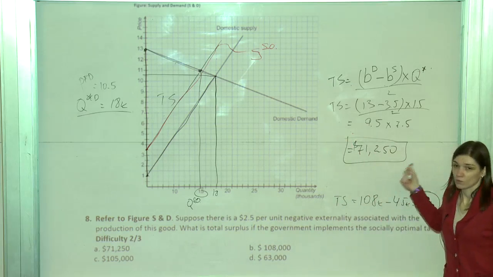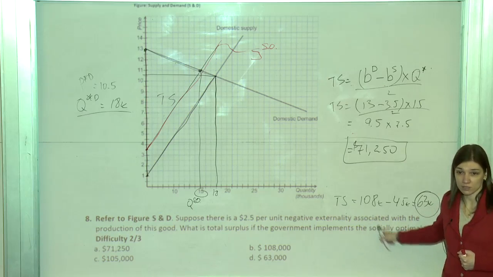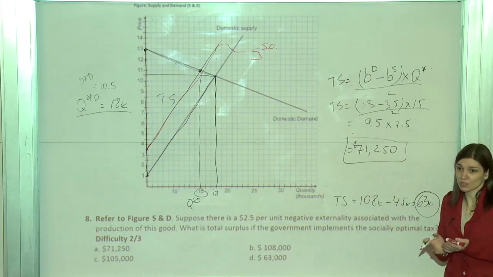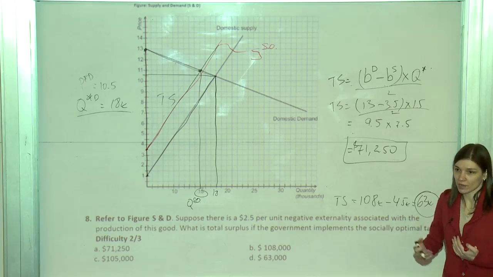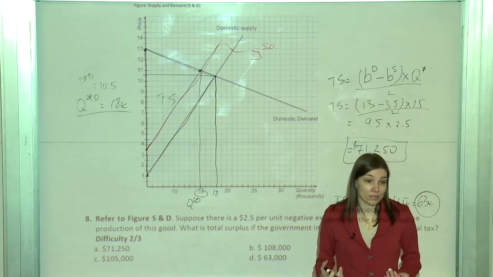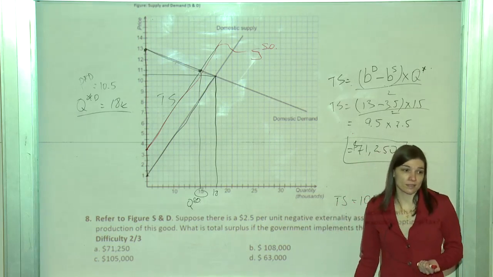And what happened now? When we implement the socially optimal tax, when the government intervenes, our surplus is higher. Right? Even though we produce less, we produce optimally. And optimal, in a socially optimal sense, means that we maximize total surplus. When the government does not intervene, total surplus is not maximized.